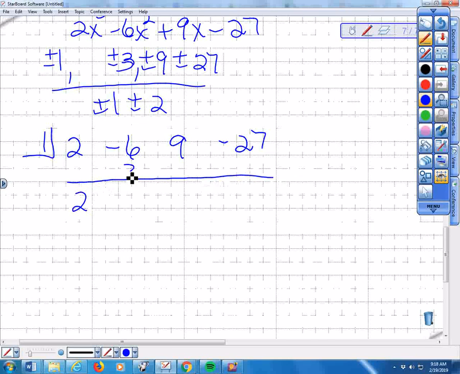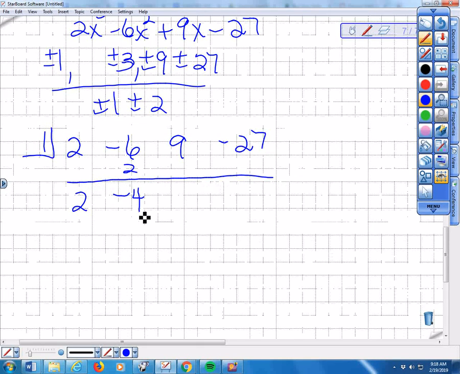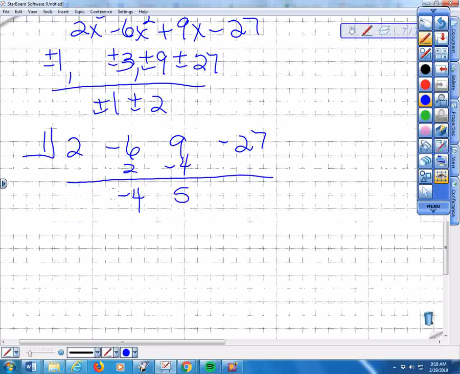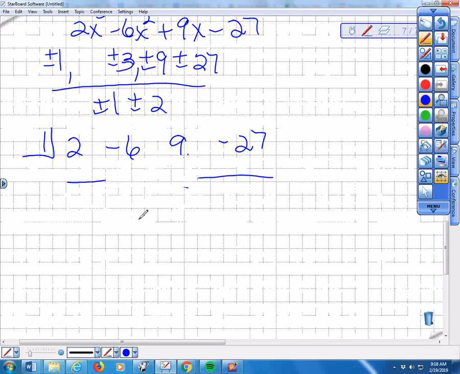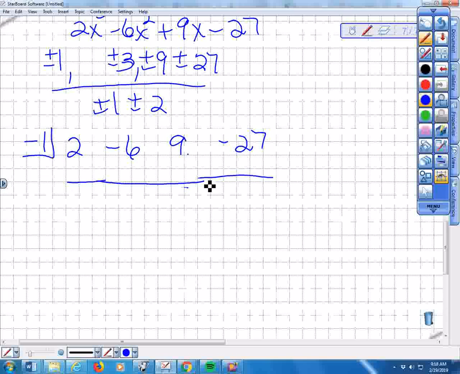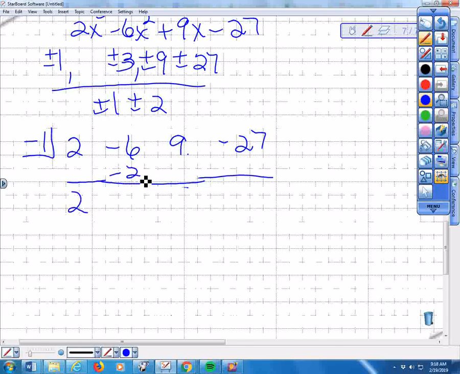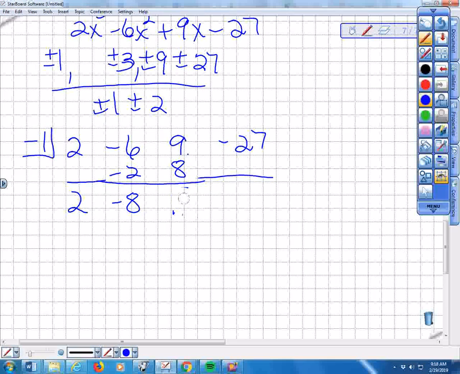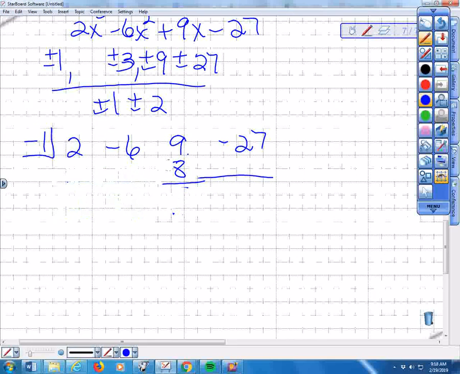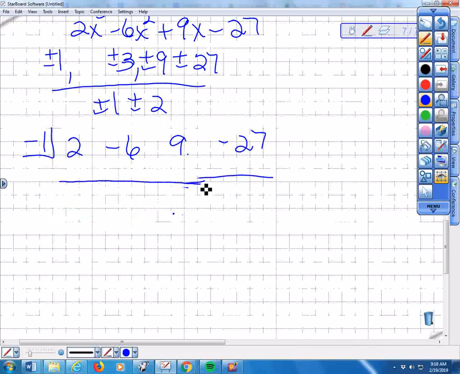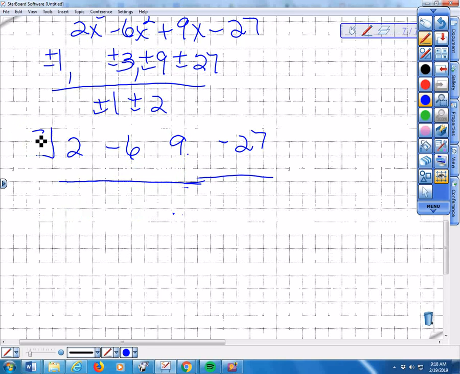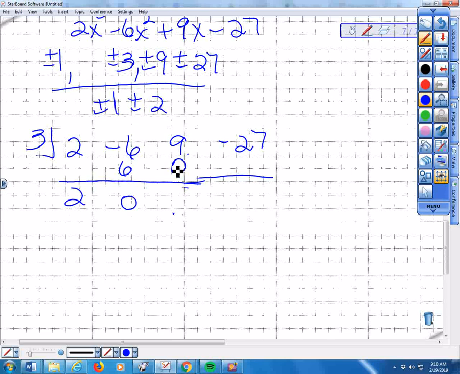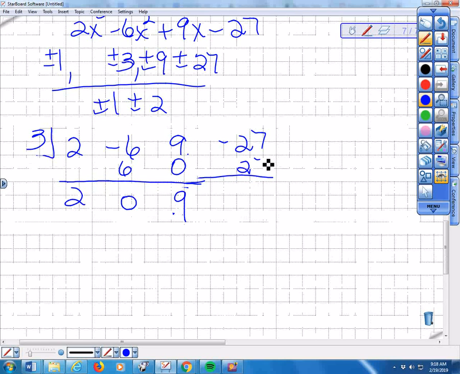Two, negative 4, negative 4, 5. That's not going to work. Negative 1, negative 2, negative 8, 8, 17. Nope. Let's try 3. 2, 6, 0, 0, 9, 27. There it is.